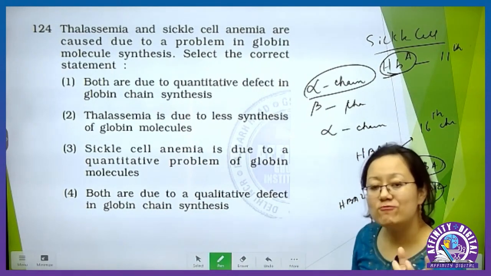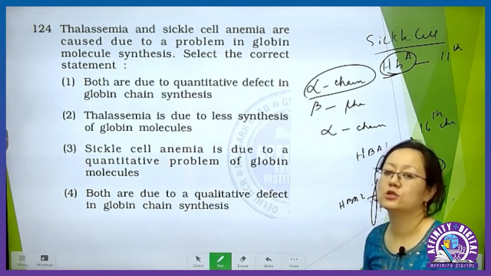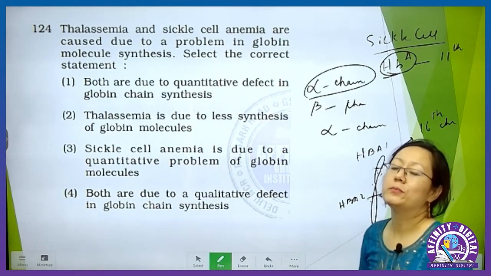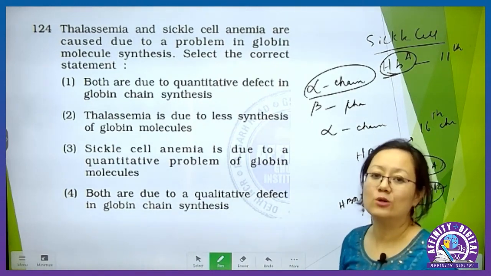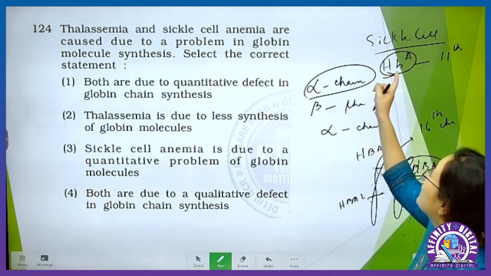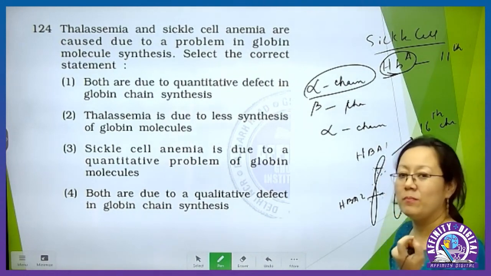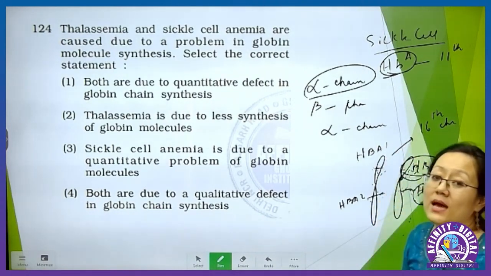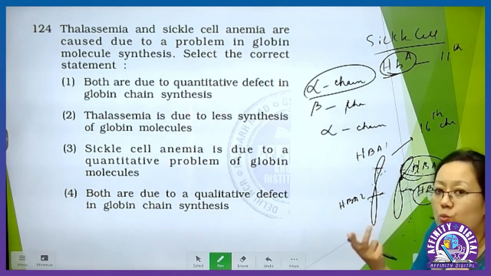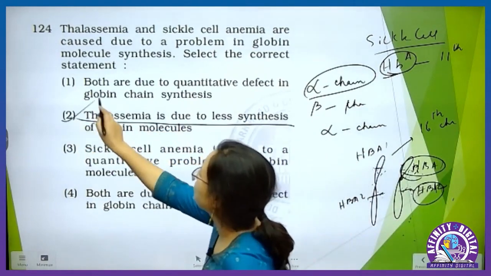That means the normal beta chain of hemoglobin should have glutamic acid as the 6th amino acid. But due to point mutation, the quality of the beta chain will be affected because glutamic acid is substituted by valine. So sickle cell anemia is due to a quality or qualitative effect, and in the case of thalassemia, it is due to a quantitative effect. The more genes affected, the more severe the disease. So the answer to this will be this.